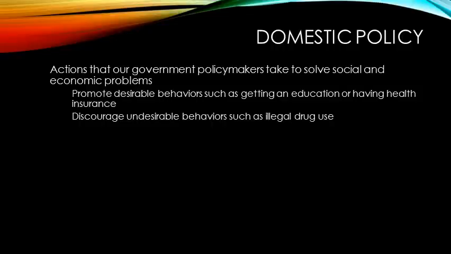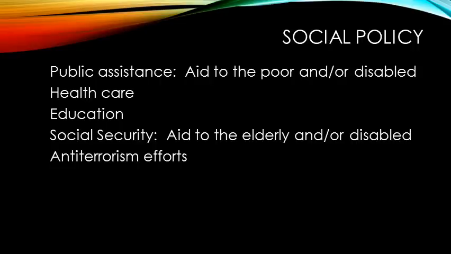Domestic policy has two goals: to promote desirable behavior, such as getting an education or having health insurance, and to discourage undesirable behavior, such as illegal drug use. Social policy revolves around these 5 areas: public assistance or aid to the poor and disabled, health care issues, education, social security, which is aid to the elderly and/or disabled, and anti-terrorism efforts.